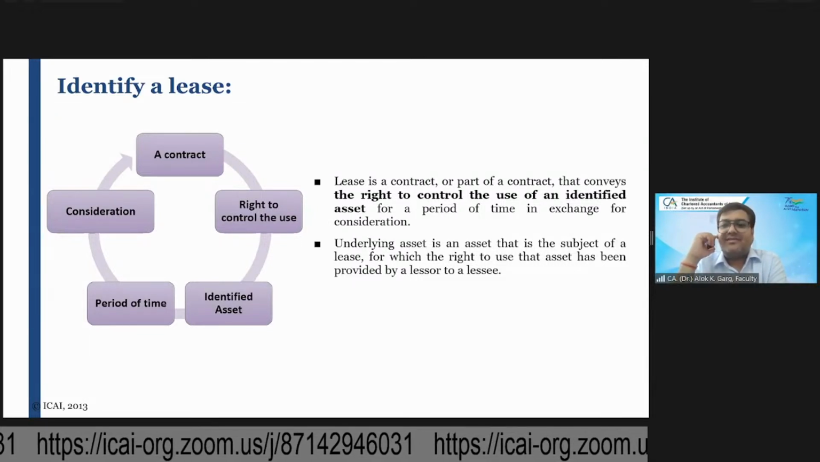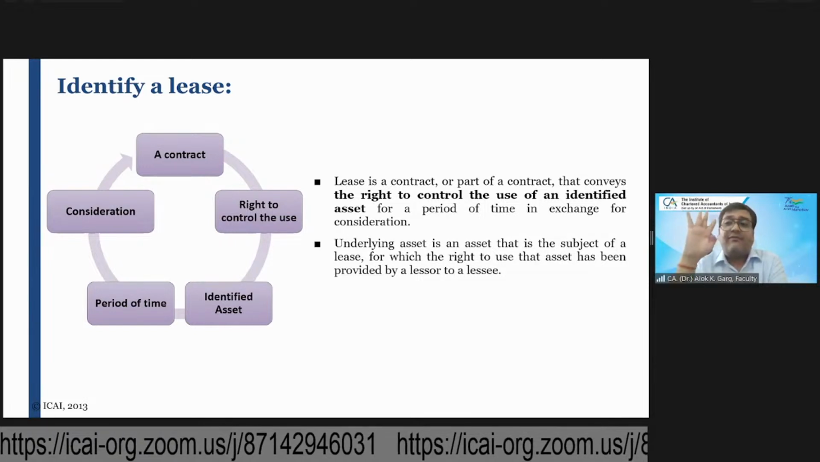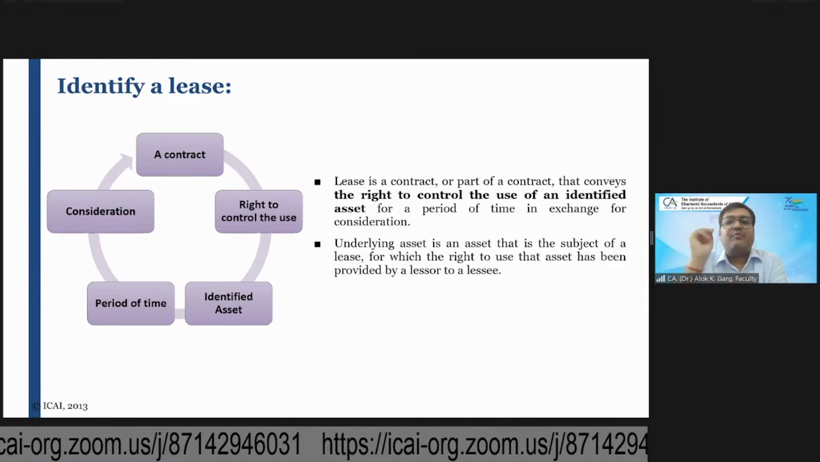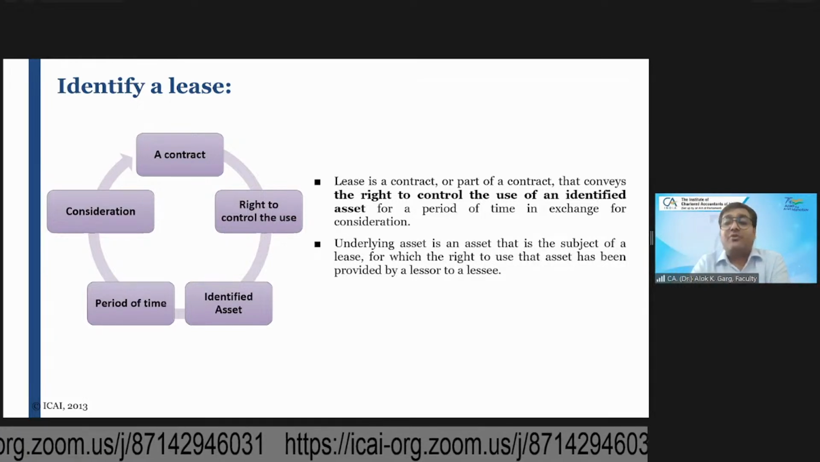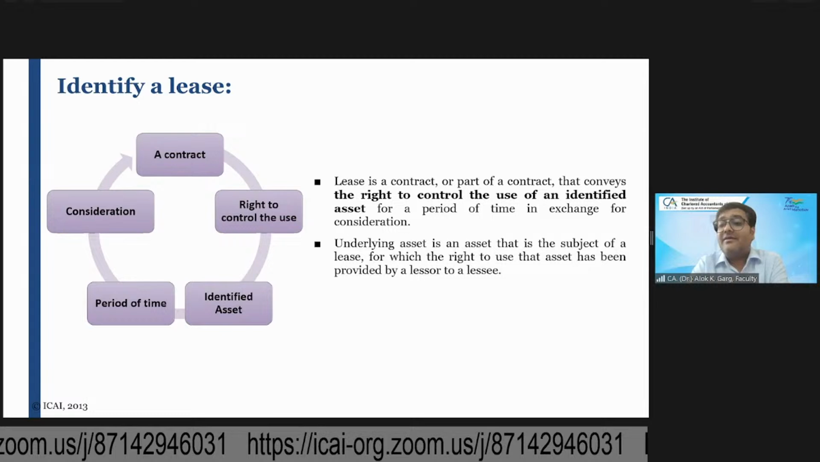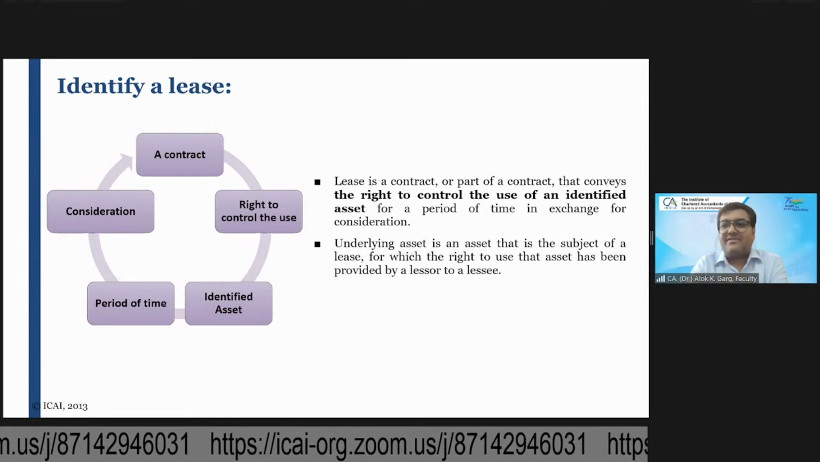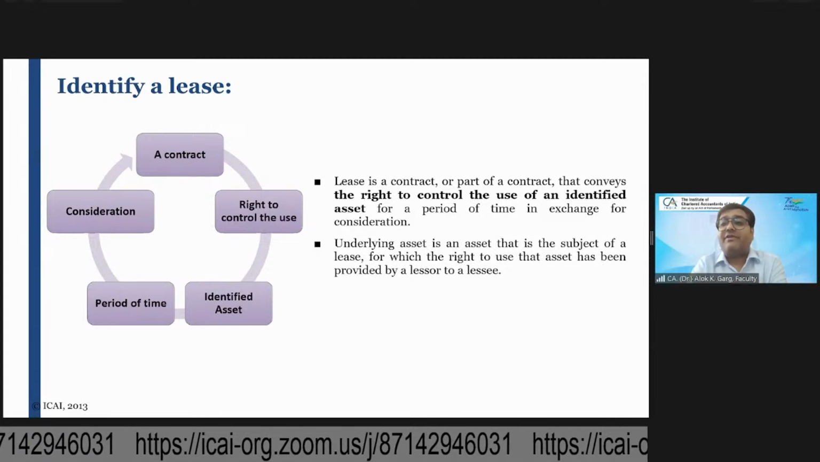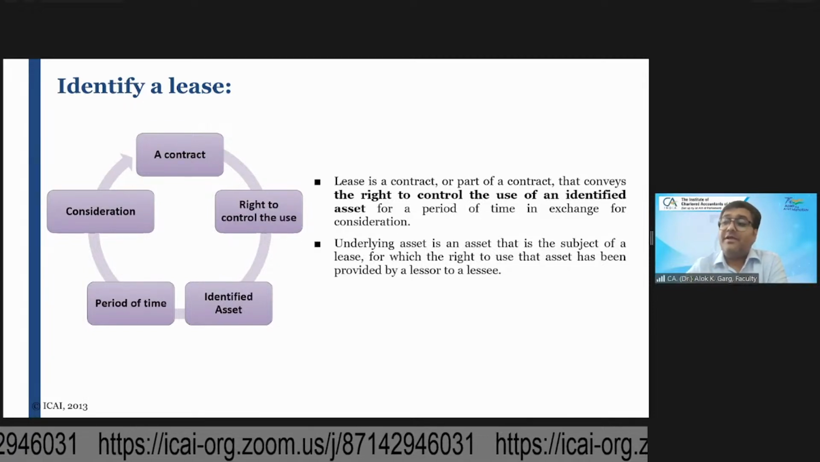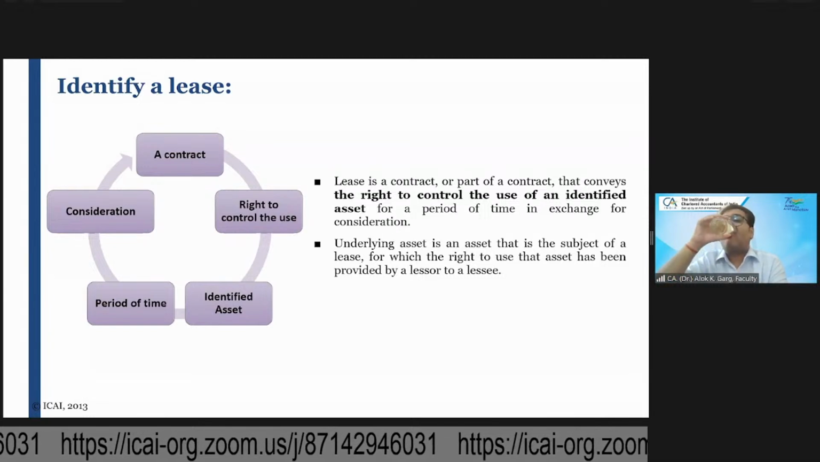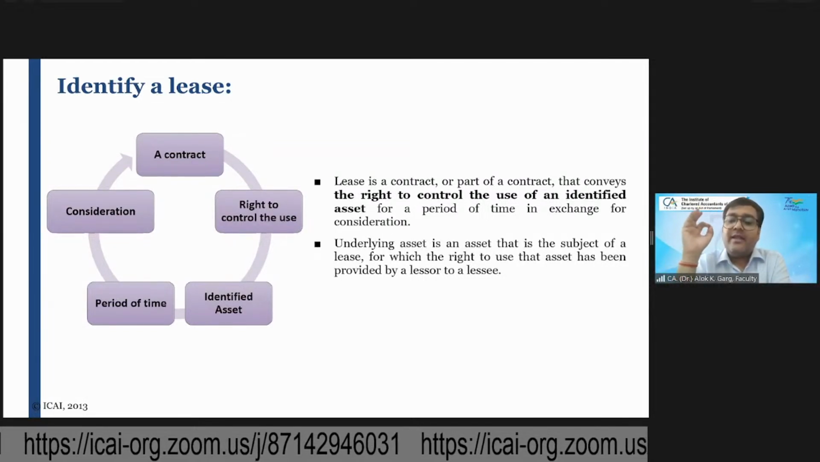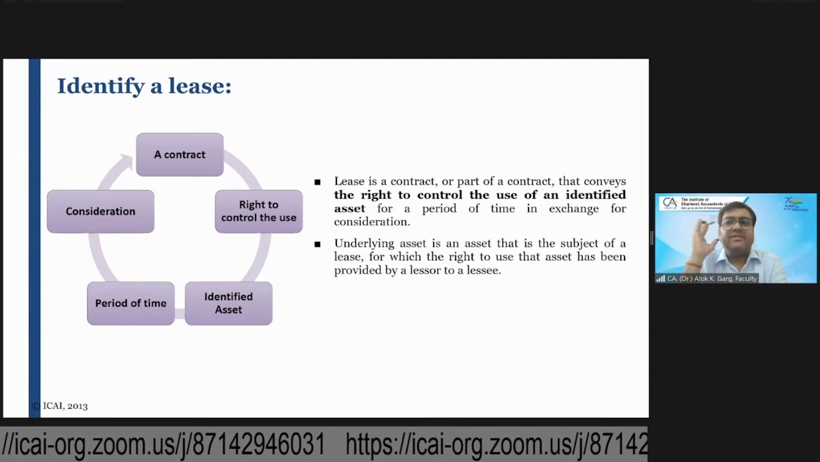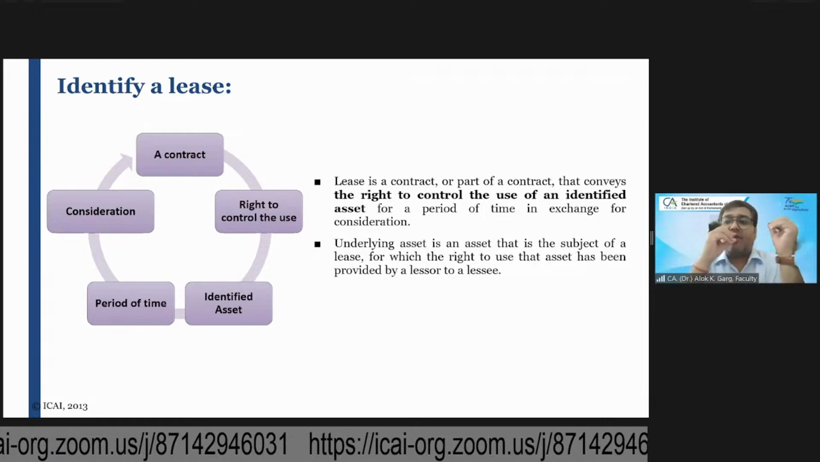The consideration. Correct? So, friends, the four aspects in any lease contract are: first, there should be two parties. Number two, there should be a right to use of the asset, meaning the asset should be there. Number three, there must be a definite period of time. Number four, there must be a consideration. So: party, asset, period of time, and consideration. These four aspects are there.